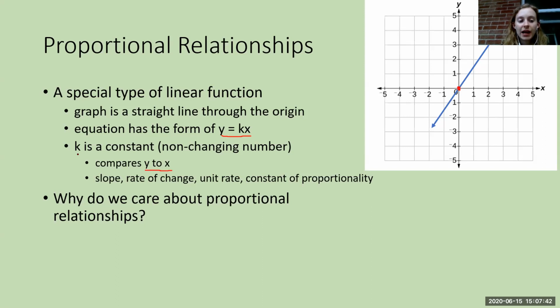Another name for k, another name for this number that shows up in the equation, is what we've already been talking about. So k is slope, the rate of change. And specifically when we're talking about proportional relationships, we can think of that slope as being the same thing as the unit rate or the constant of proportionality. So if you love really long names for stuff, you could call it the constant of proportionality.